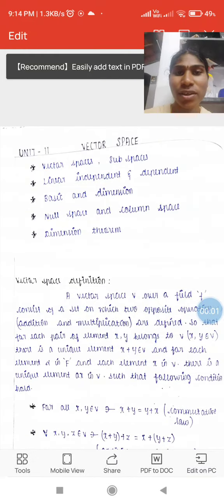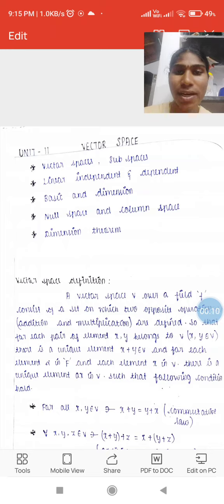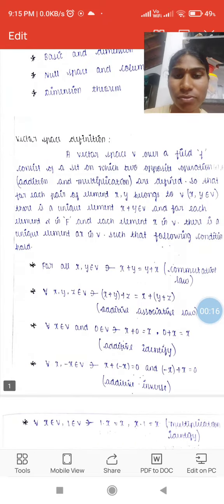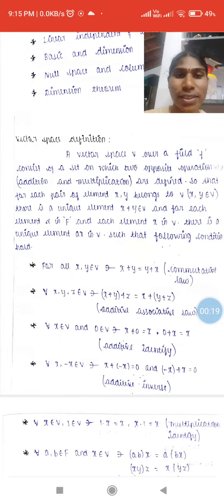Good morning everyone. In the next section we have to see vector space, and the topics are vector space, subspace, linear independence and dependence, basis and dimension, null space and column space, and the dimension theorem. First, the definition of vector space.